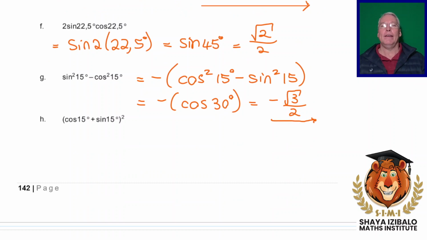The next one, let's expand that. So let's multiply it out. And what we get is we get cos squared 15, we get 2 lots of sine 15 cos 15.